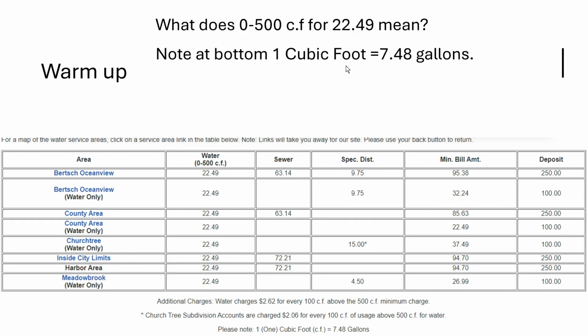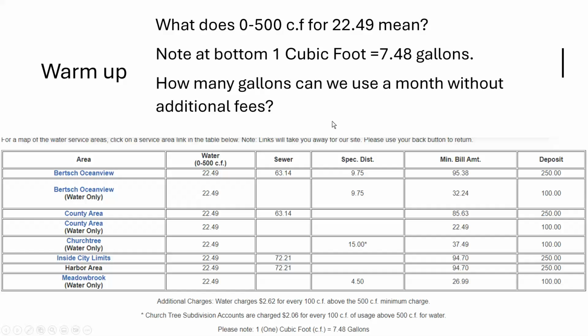Now at the bottom, 1 cubic foot per CF is 7.48 gallons. So then we have an additional charge for things above that gallon. All right. So, question: how many gallons can we use a month without having any additional fees? So we have 7.48 gallons, and the max we can go is 500. So we multiply those two together to get 3,740 gallons of water.